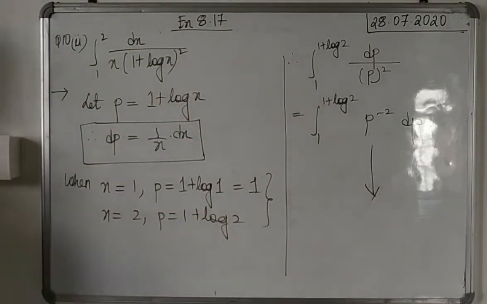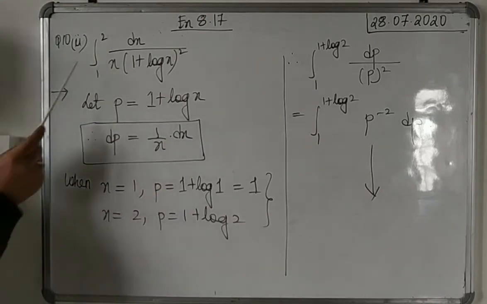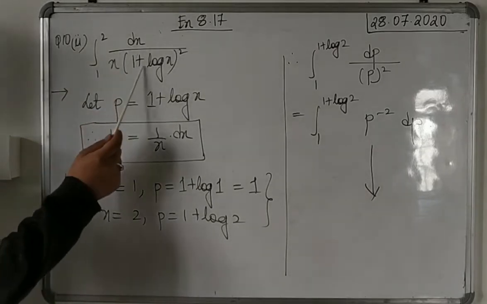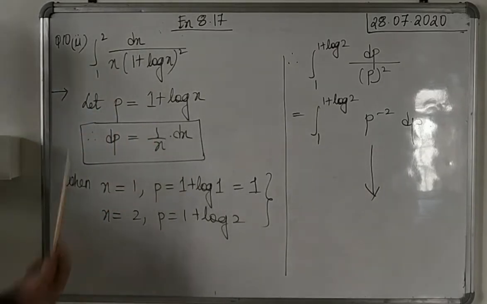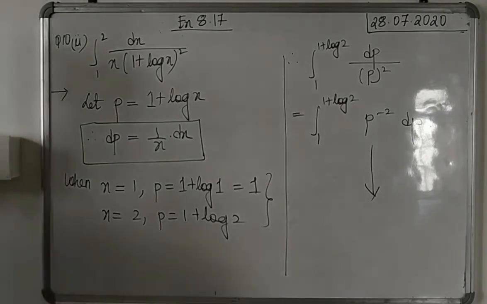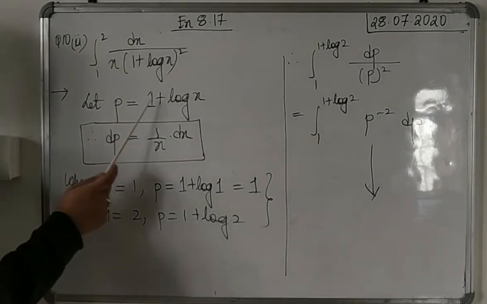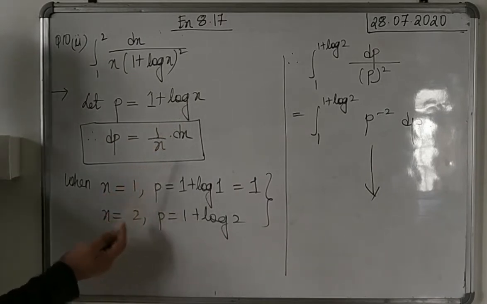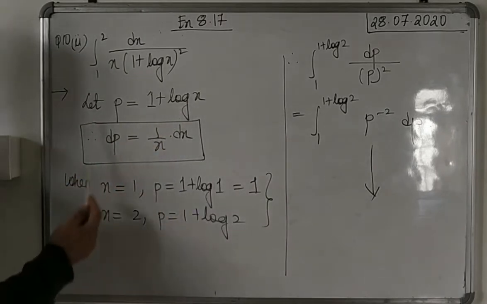Now come back, focus on this question. The question says integration 1 to 2, lower limit, upper limit, dx by x and 1 plus log x squared. We are aware of this now, isn't it? Just by looking at the question, I hope you have guessed the substitution: p as 1 plus log x. Same thing, derivative of 1 is 0, of log x is 1 by x. So you cross multiply, you'll be getting this.